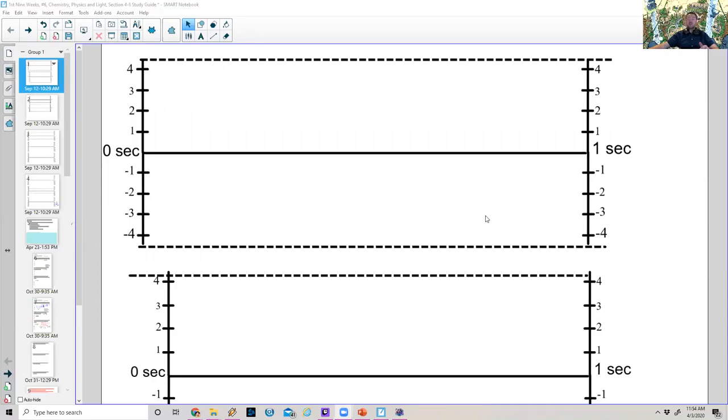Today, I want to show you how to identify waves of different frequency using the Smart Notebook software that I now have installed on my iPad. There's a couple things that you need to know when identifying waves of different frequency. You need to know the concepts of wavelength, and you need to know time.